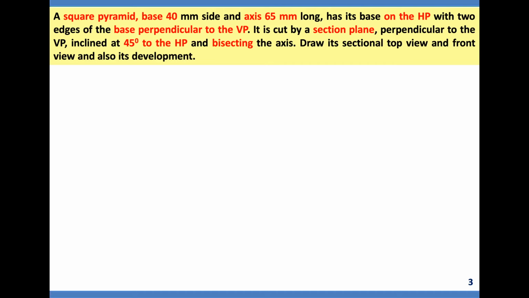It is cut by a section plane perpendicular to VP, inclined at 45 degrees to the HP and bisecting the axis. Draw its sectional top view and front view and also its development. So this is the problem. Solution for this is two steps to solve the problem.